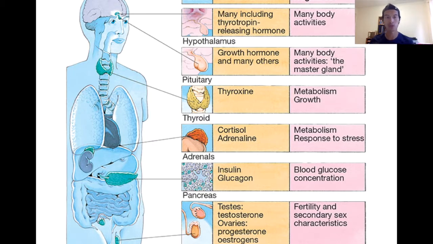Your thyroid, which sits right around your trachea, releases a particular hormone called thyroxine, and thyroxine speeds up or slows down your metabolic rate. Your adrenal glands release adrenaline, which makes sense, responding to stress. Your pancreas releases insulin or glucagon, which monitors your blood glucose level. And then also your reproductive organs, your gonads, such as your testes, which produce testosterone, and your ovaries, which produce estrogen, for your fertility and sex characteristics.